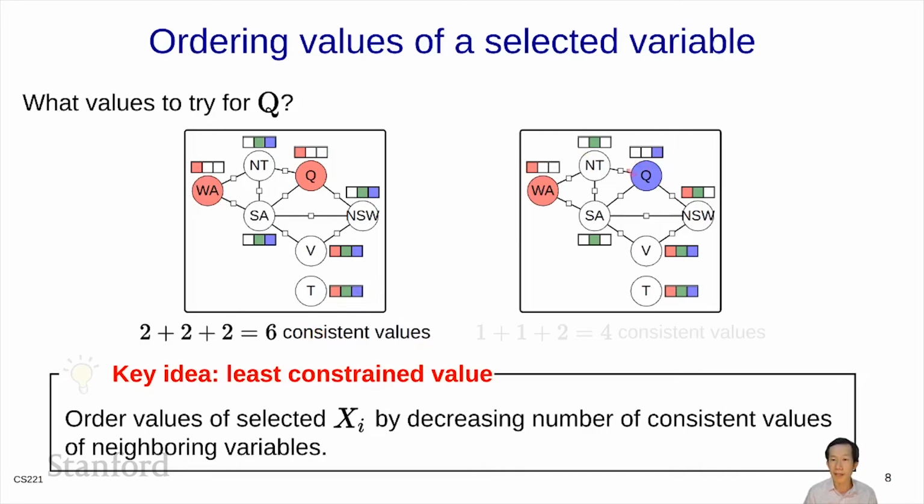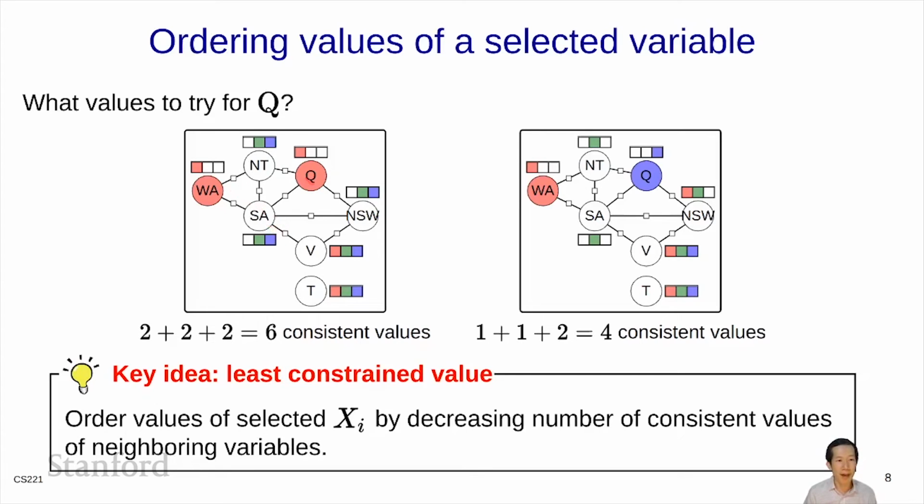And what about if I set it to blue here? And I've eliminated blue from these neighbors. And the number of consistent values is 1 plus 1 plus 2, which is 4 here. 6 is larger than 4, so I'm going to try red in this case. So intuitively, why does this make sense? I want to choose a value that gives as much freedom as possible to its neighbors so that I don't run into trouble and get things to be inconsistent here.